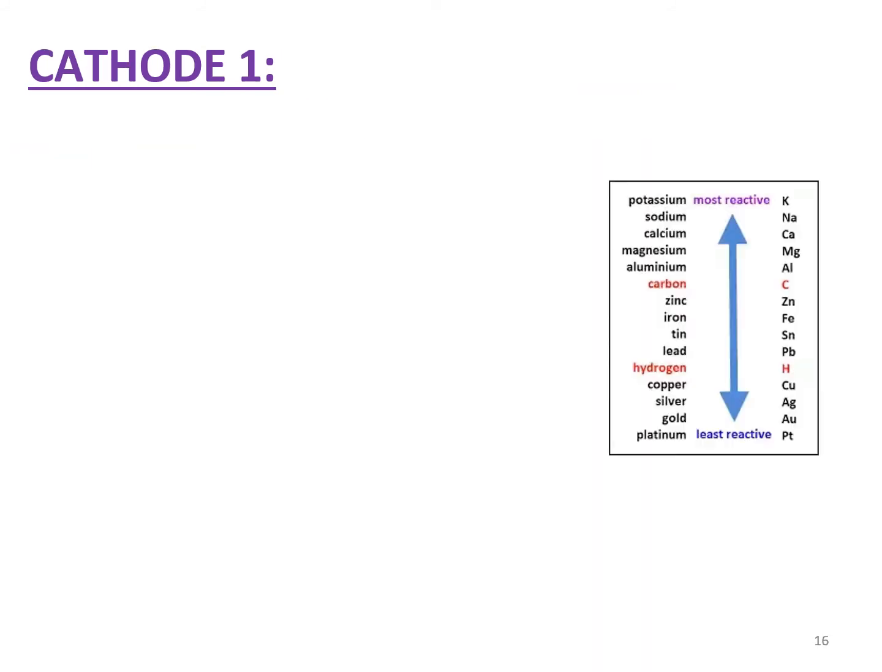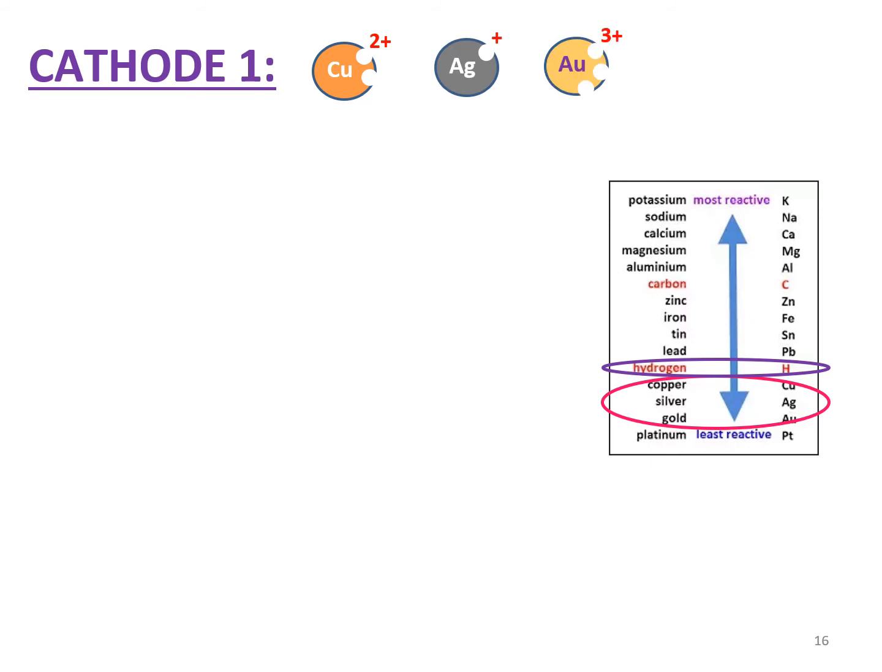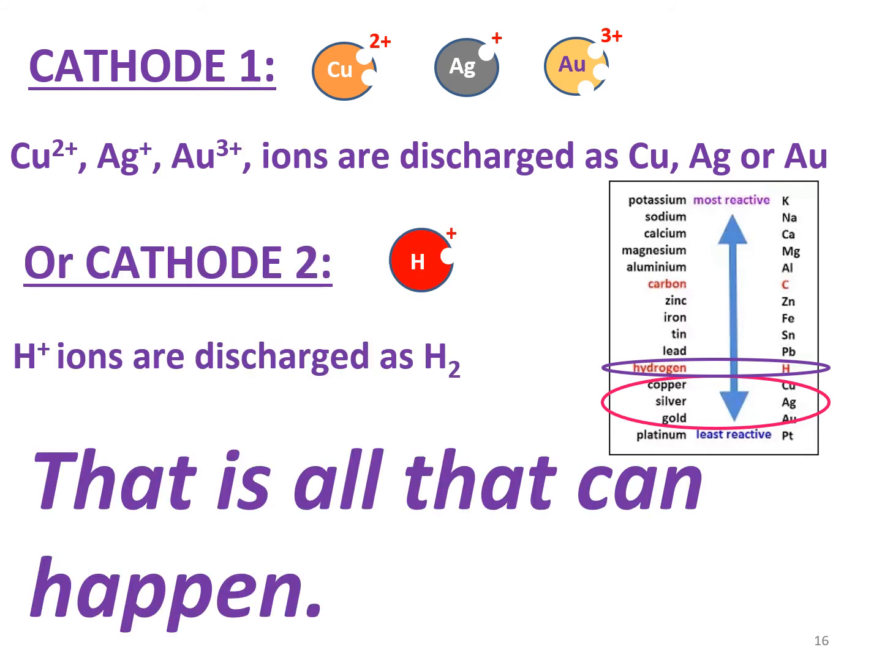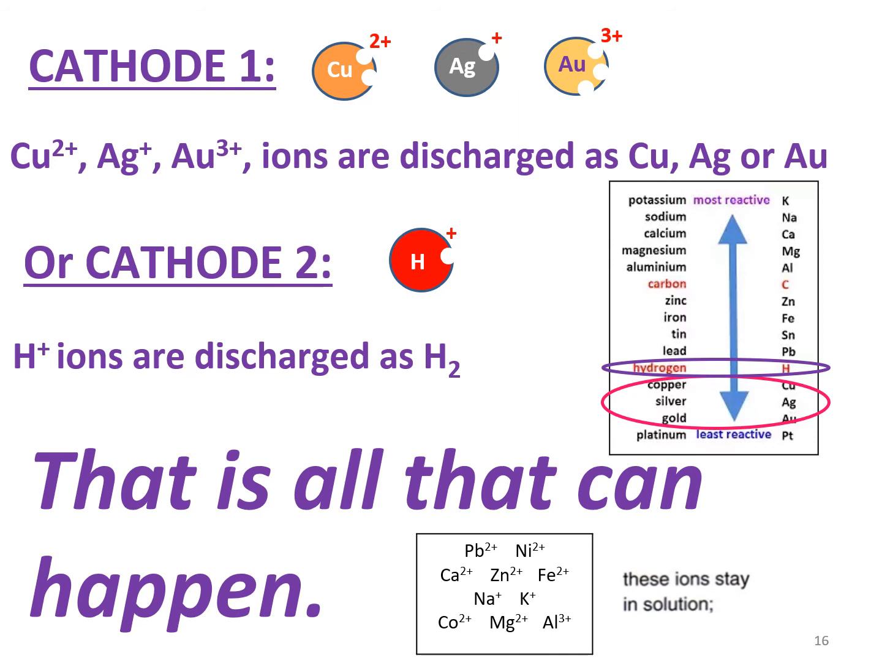Equally, remember, if we're talking about the cathode side where our metals are produced, low reactivity metals will be displaced. Anything above hydrogen in the reactivity series will not be displaced, and instead we'll see hydrogen coming from the water. So you'll see copper, silver, gold, for example, being discharged, or you'll see hydrogen being discharged. You won't see our more reactive metals, they stay in solution.